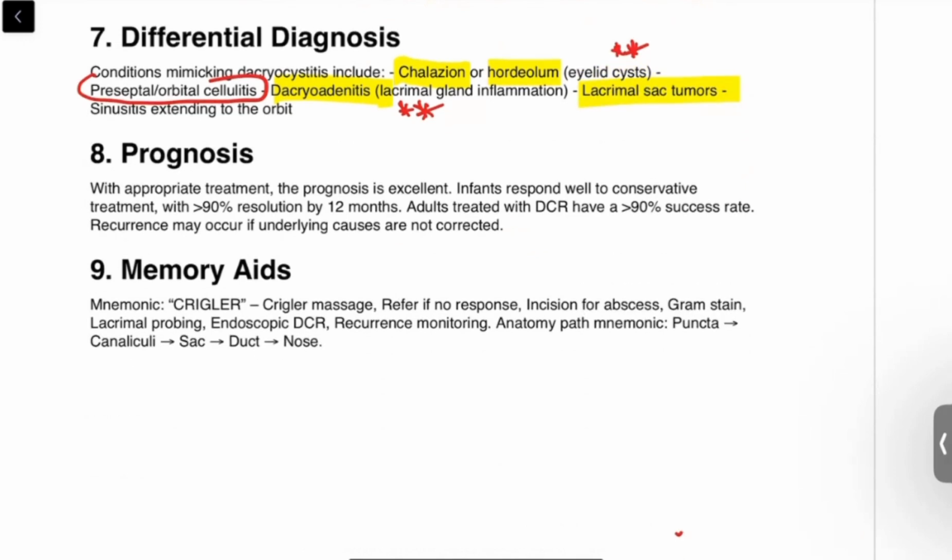There is an excellent prognosis, or we can cure this disease by providing appropriate treatment. Infants will respond well to conservative treatment with 90% resolution by 12 months, and adults, if treated with dacryocystorhinostomy, have a 90% success rate. Recurrence may occur if the underlying cause is not corrected.